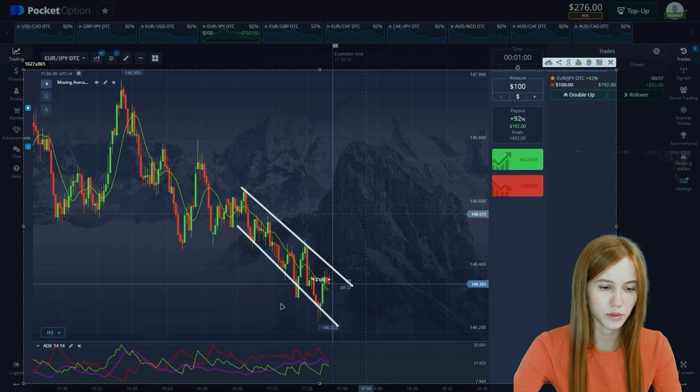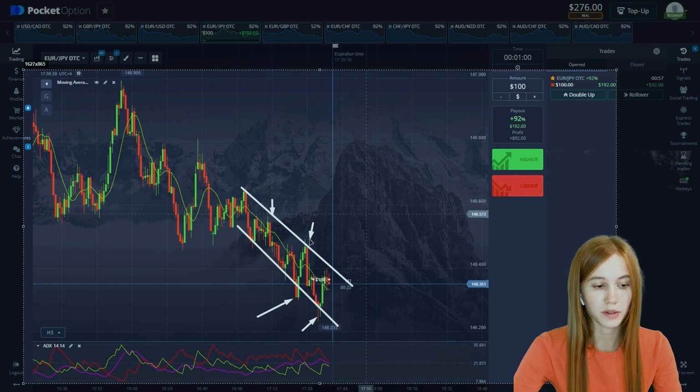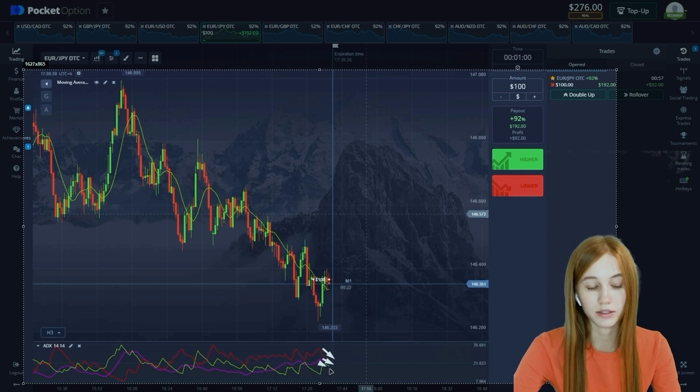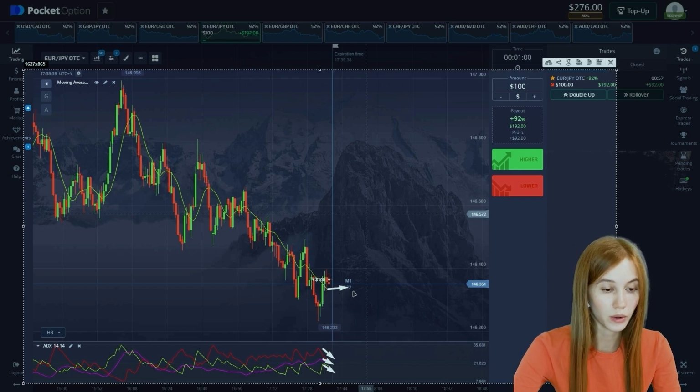Here 1, 2, and this turns out to be 3 bounces. There is also a clear downward trend in ADX. That also means a decline in the trend. The moving average began to level off, but now there will be a slight decline and adjustment. There are 4 seconds left until the end of the deal, and the deal should go in the plus.